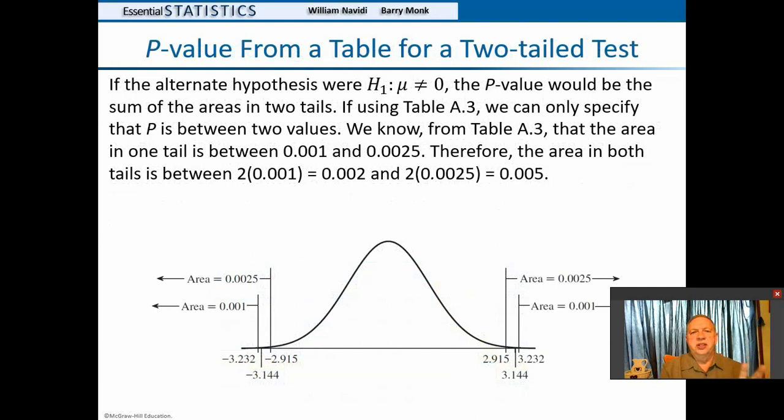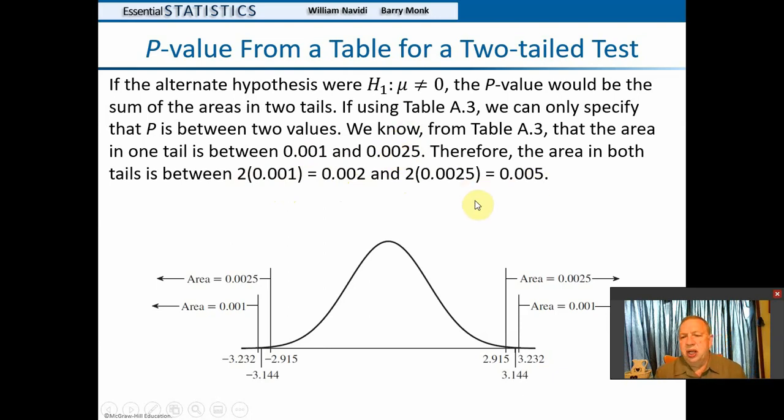So there's basically the picture again, p-value from a table for a two-tailed test. I would go through, find this, and then I would multiply that times 2. So if this was a two-tailed test and everything was the same, I got those values. Instead of reporting 0.001 and 0.0025 as the p-values, I would multiply both of these by 2. So between 0.002 and 0.005.